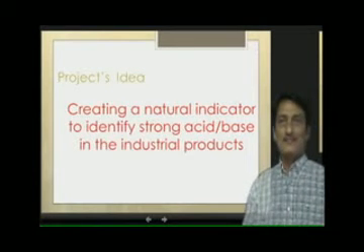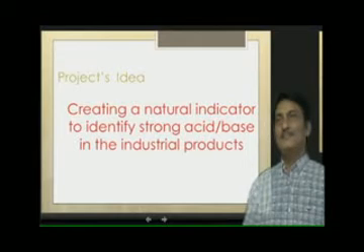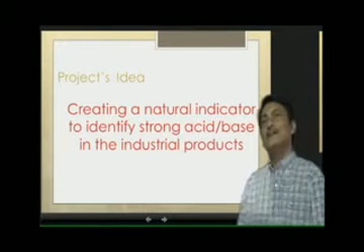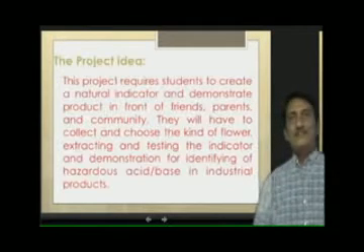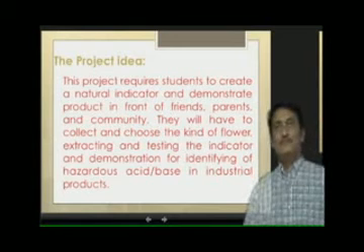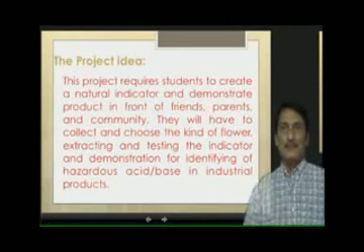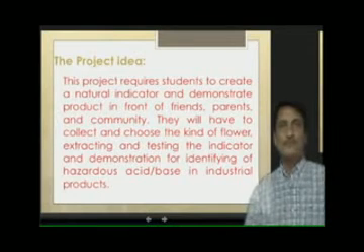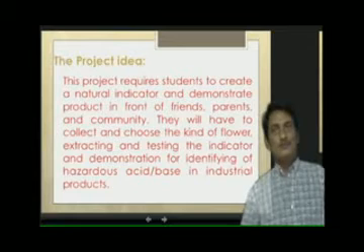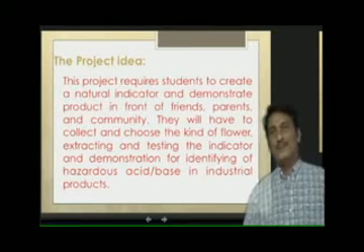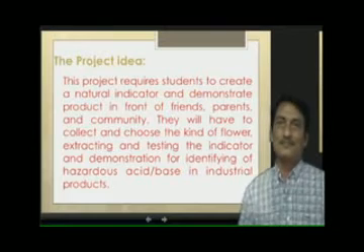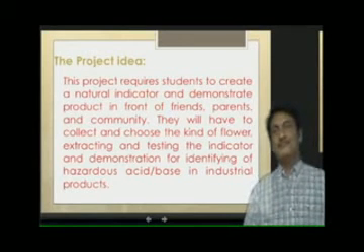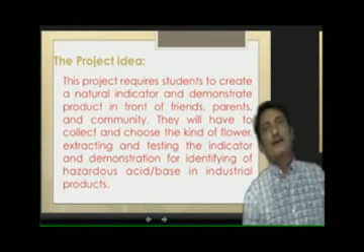This afternoon I would like to present my project's idea. The title is Creating a Natural Indicator to Identify Strong Acid or Base in the Industrial Products. The project requires students to create a natural indicator and demonstrate the product in front of friends, parents, or community. They will have to collect and choose the kind of flower extracted.